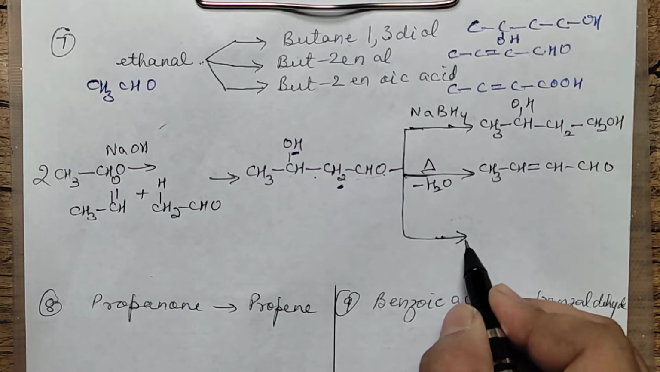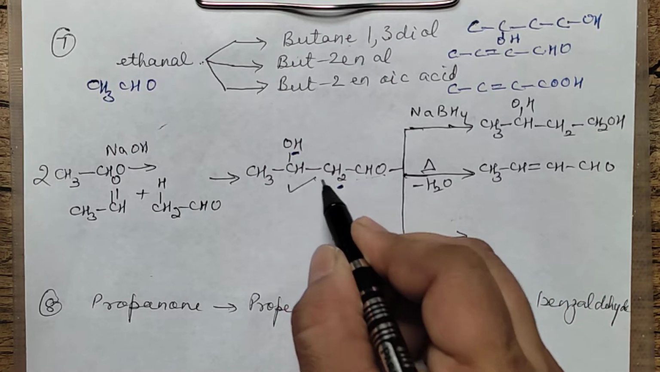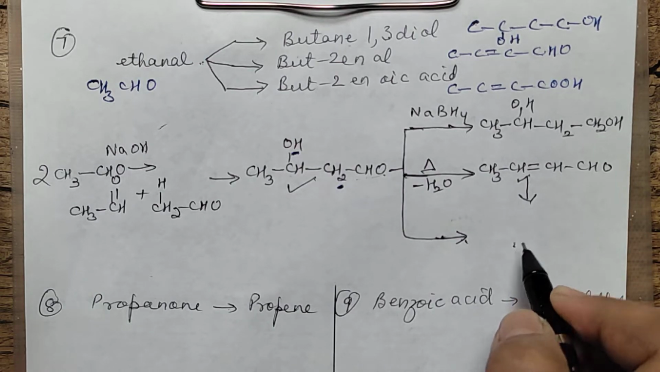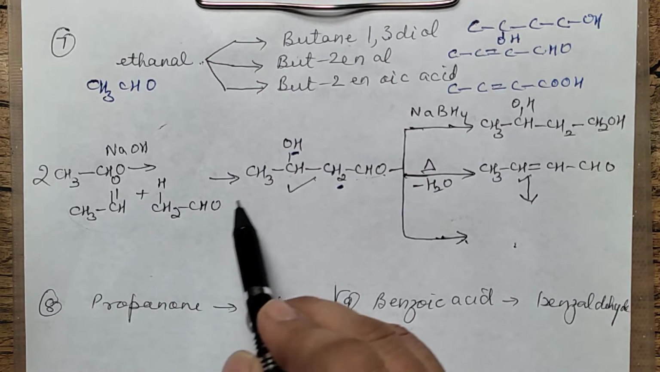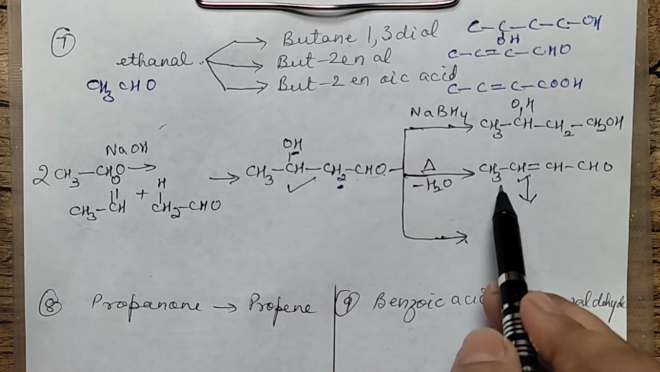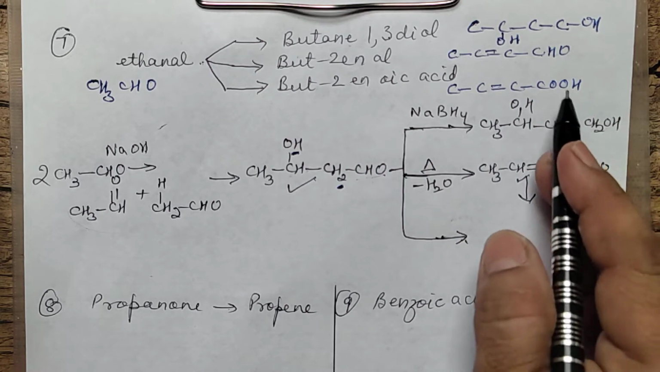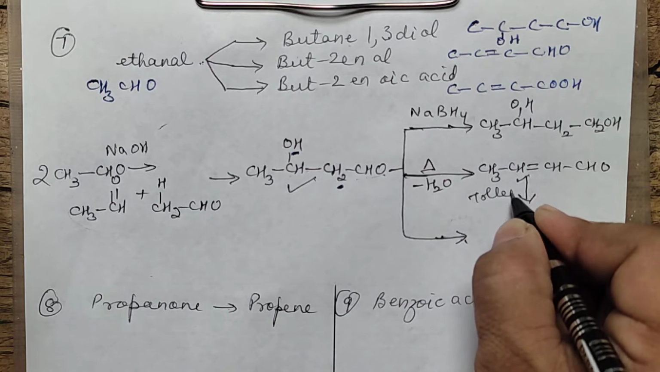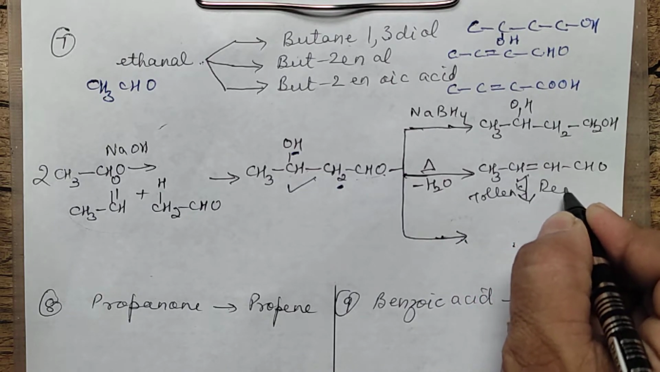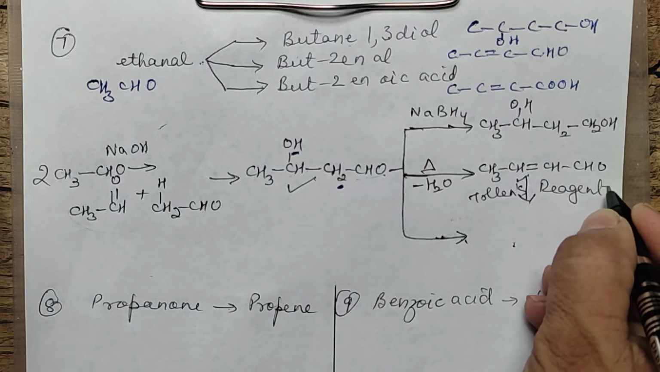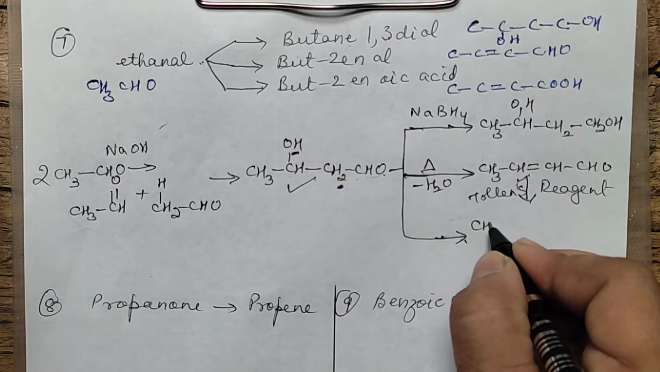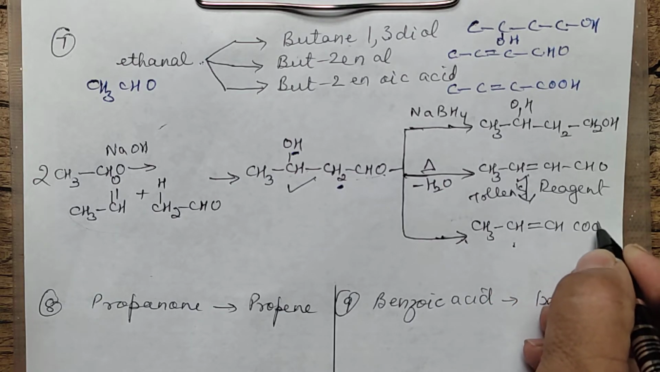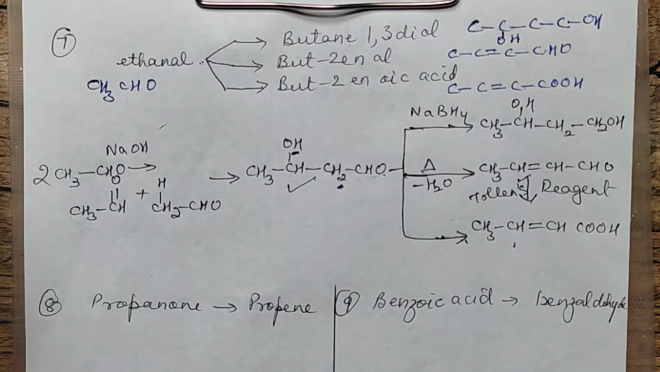That means to get the last product, this was same. This is also same. From here you have to go to get the last product. So first carry out aldol, you get this product, get the second product, and now instead of this aldehyde, we want acid. That means you can use some Tollens reagent. You can use some oxidizing agent so as to convert this aldehyde to acid. So CH3, CH, double bond, CH, COOH. This will be your product.